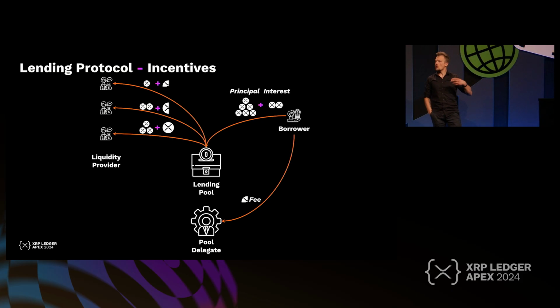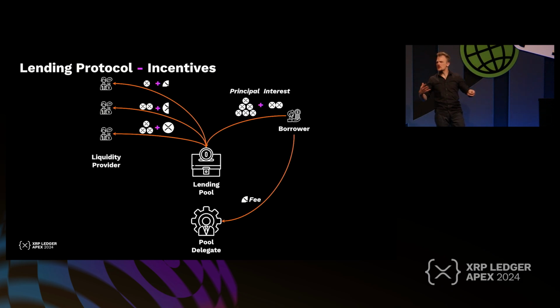The pool delegate, for all of their hard work and the risk they are taking, receives various fees from the borrower. So this starts from fees such as a credit origination fee for creating the loan, service fees, payment fees, late fees, and all sorts of other not hidden fees.